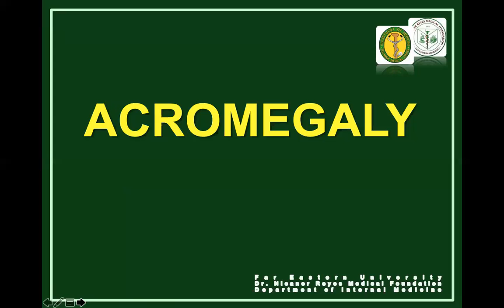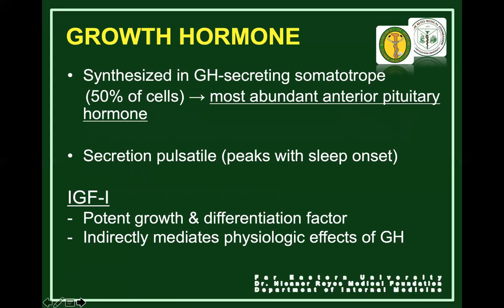Now, let's go to the second, which is acromegaly. The growth hormone is synthesized in your growth hormone secreting somatotrophs. As mentioned earlier, it's 50% or almost half of your pituitary cells. This is the most abundant anterior pituitary hormone, and they usually are big tumors if you have an acromegaly. The secretion is pulsatile, wherein it peaks with sleep onset. So I remember this one because when we were kids, we were told to sleep so that you would grow. And look at that. There is a basis in physiology wherein secretion is peaking at sleep onset.